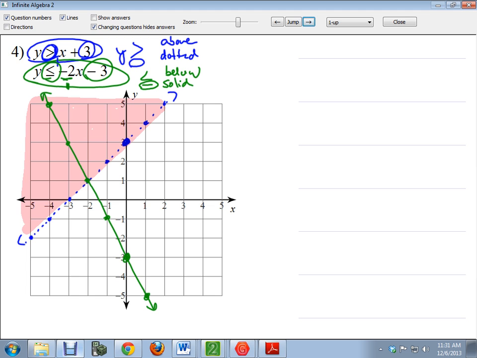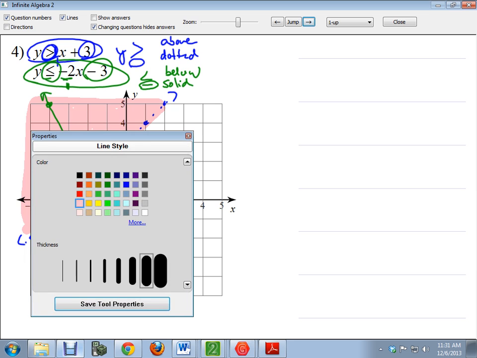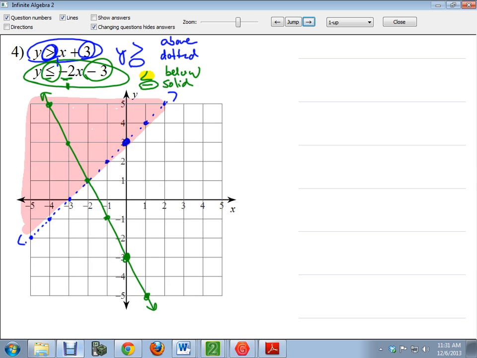Now the shading is what comes next. The shading is determined by the symbol, the less than symbol, and that less than symbol again tells us that we're going to be shading below this green line. So we're going to color in this area, which is the below area. And I think you can see, based on my colors here, that the overlapping region between the yellow and the pink turns this orangish color.